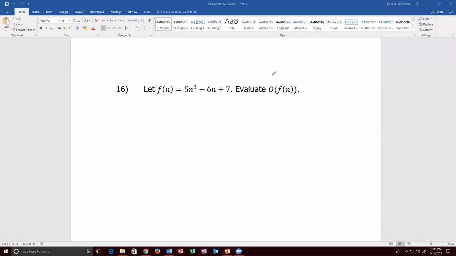Looking at number 16, we're asked to determine the big O notation on this polynomial. If you recall and look back at your notes from the week 3, week 4 time frame, we had discussed that the term with the highest power from an exponent perspective is going to be the dominating term. In this particular case, the big O of f of n, this particular function, is going to be the term that involves n cubed. So if you were to evaluate and set up the table similar to what I did back in demonstration, you're going to see that this 5n cubed term is going to be the dominating term out of those three. Hence, we end up with n cubed as the evaluation of the big O notation on this one.